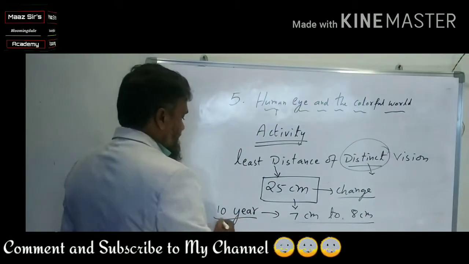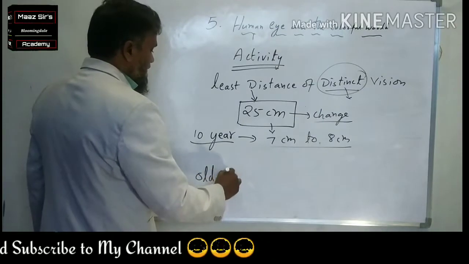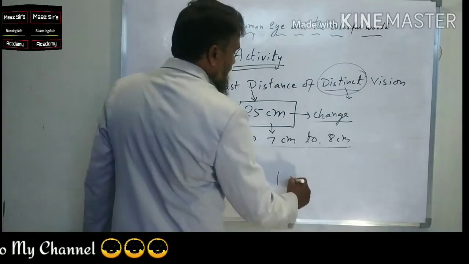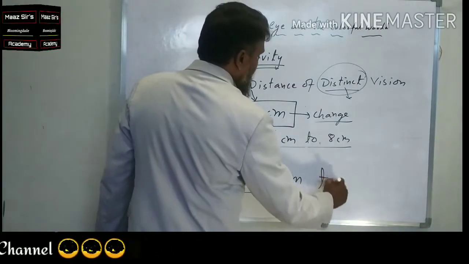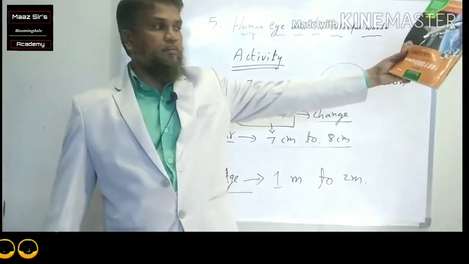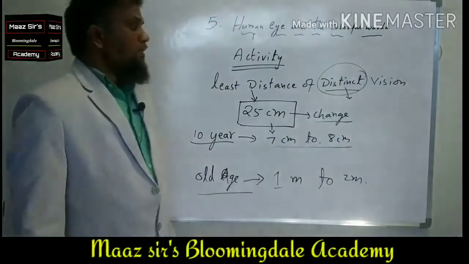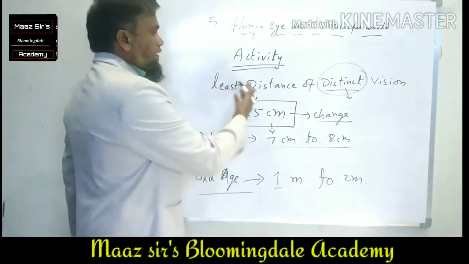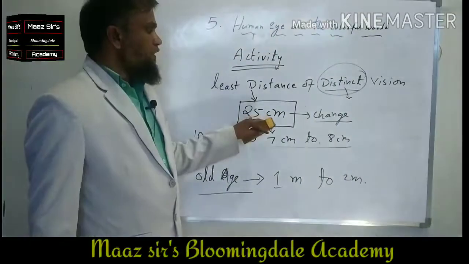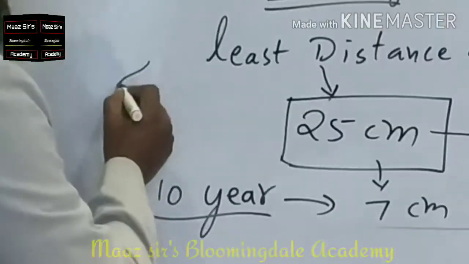Similarly, for an old man, in old age, this least distance will be 1 meter to 2 meter. That means they can see objects clearly only at 1 meter or 2 meters. So this is the least distance of distinct vision. Why do we generally get this 25 centimeter? The answer is that when you see, this is the structure of the human eye.